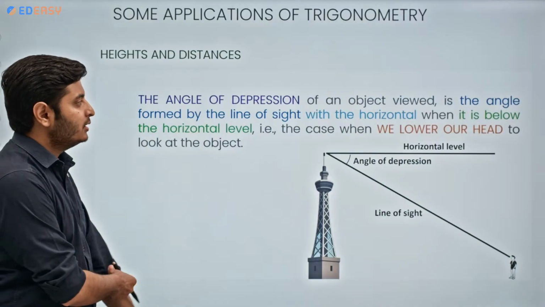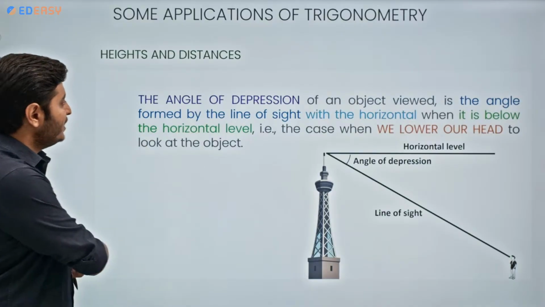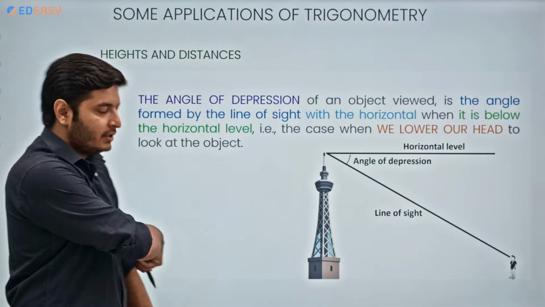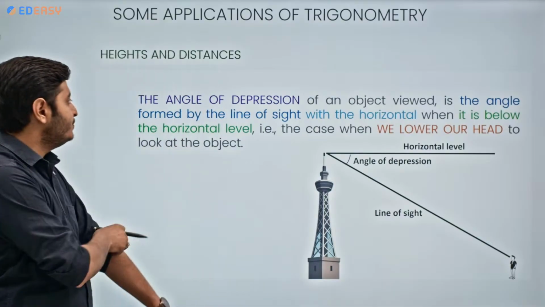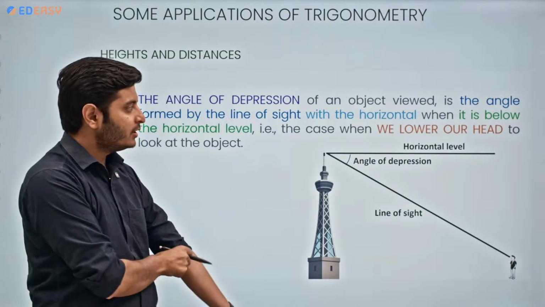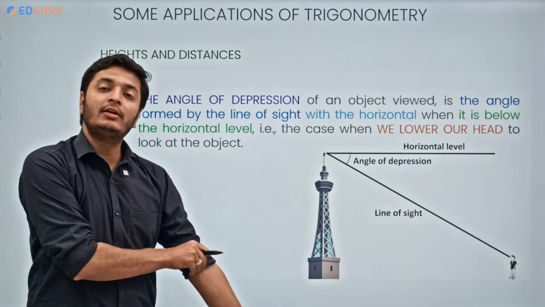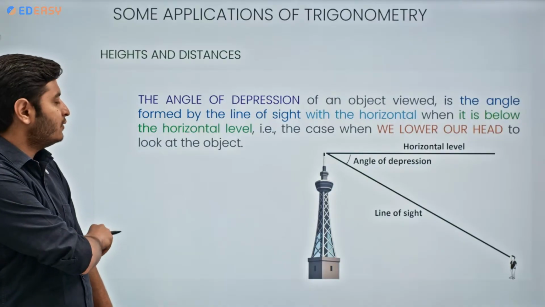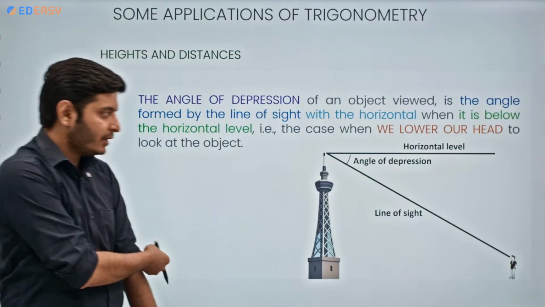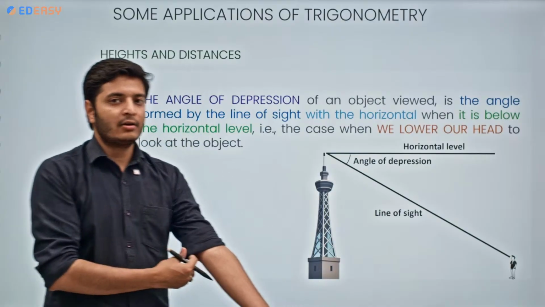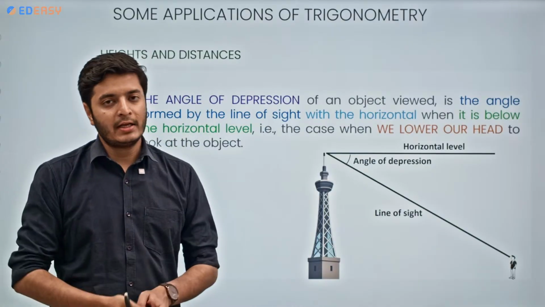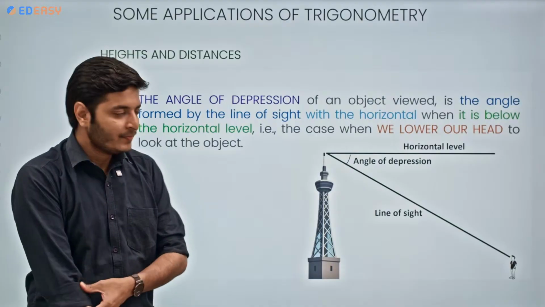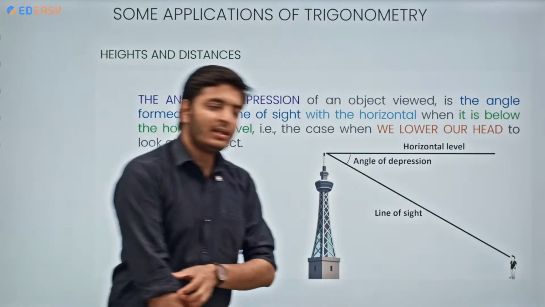the angle of depression of an object viewed is the angle formed by the line of sight with the horizontal when it is below the horizontal level, because the horizontal level is now at the top of the tower. In case when we lower our head to look at the object, then we are not making the angle of elevation, we are actually making the angle of depression. It will always be known as the line of sight.